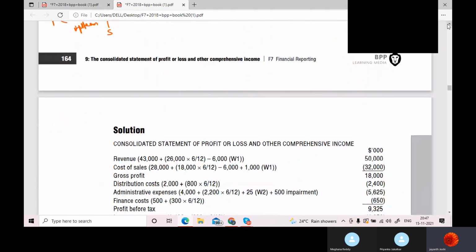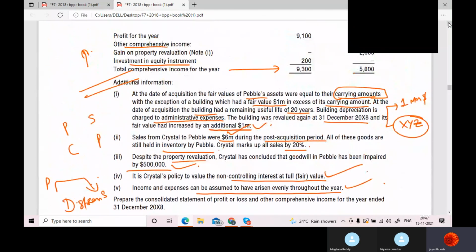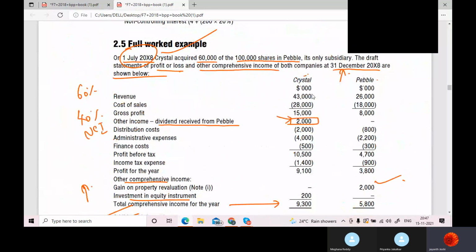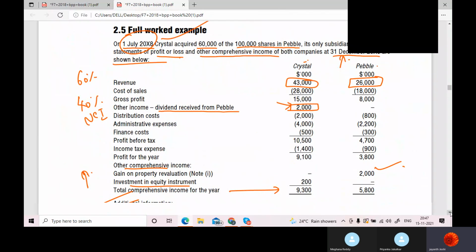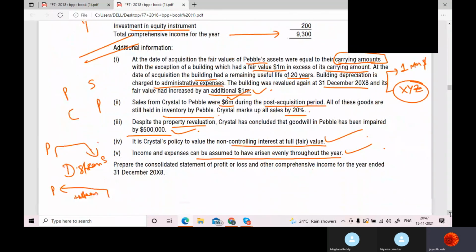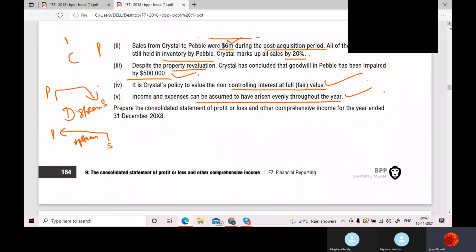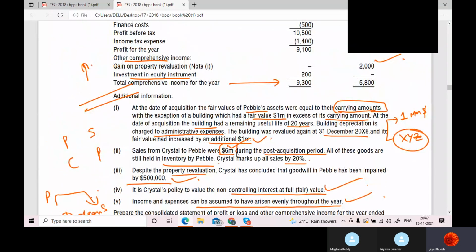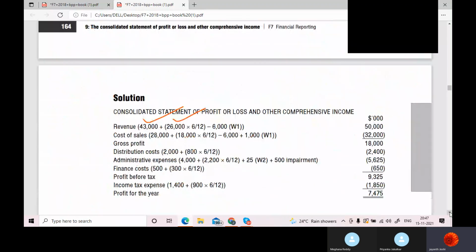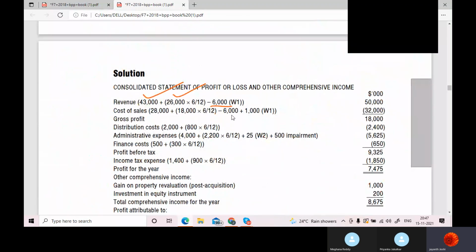So let's start the consolidation here. This is the parent's revenue. This is the subsidiary's revenue. Let's take the subsidiary's revenue for half of the year. It's a mid-year acquisition. So parent's revenue, subsidiary's revenue, and what you need to remove here is this intercompany sales. So I will remove this 6,000 from the revenue, and I will remove this 6,000 from the cost of sales.